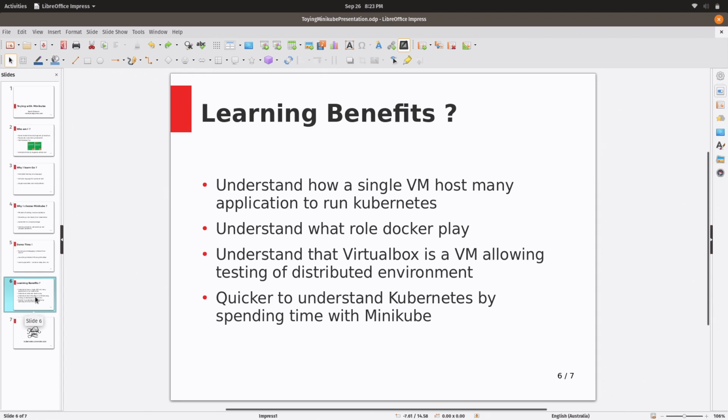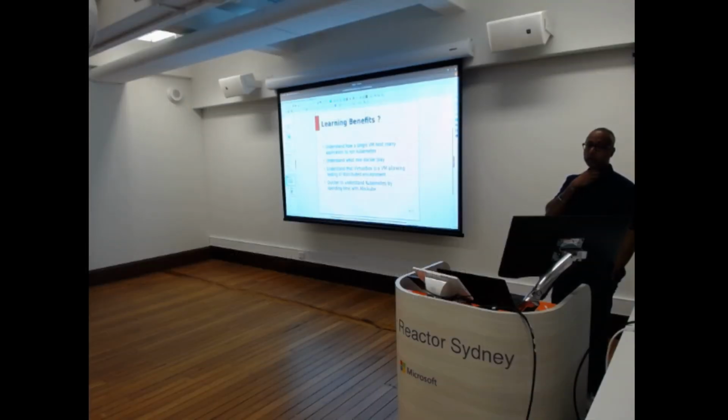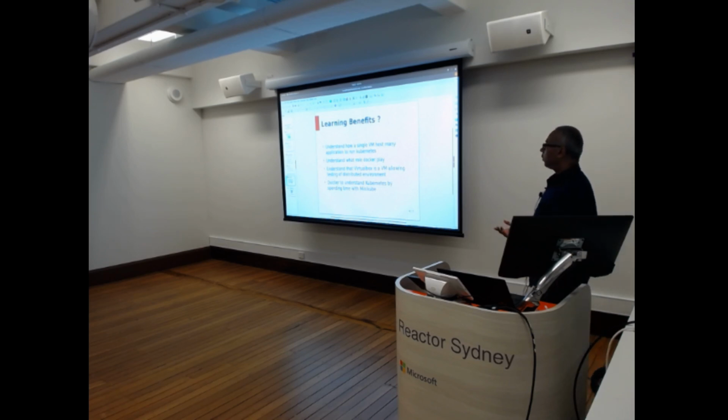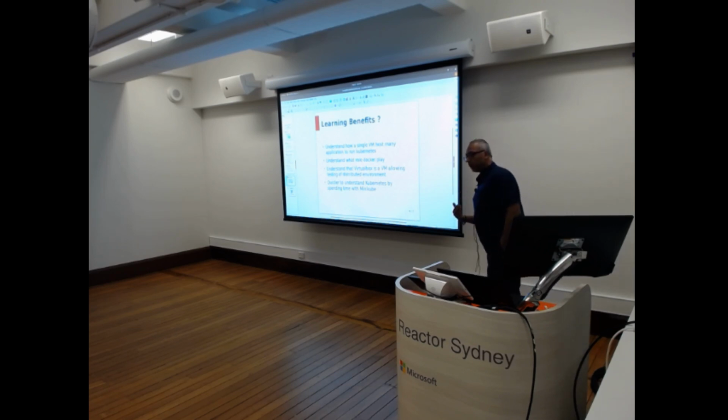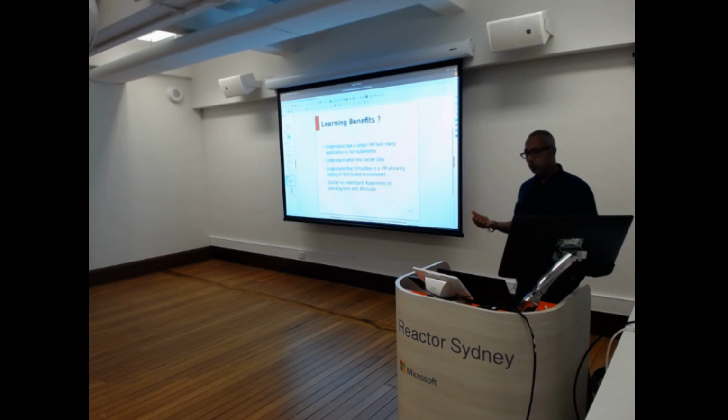You know what role Docker plays inside Kubernetes now, because you can see that it is there inside. And VirtualBox is a VM allowing you to test a distributed environment, which is very true. This is a very quick way to understand Kubernetes in a very simple way, by using Minikube. Because you are getting the benefit of not only understanding Minikube, but also understanding Go, the advanced things that are being done with the Go language. You're also looking at solving a very complicated problem, which is a distributed system itself.